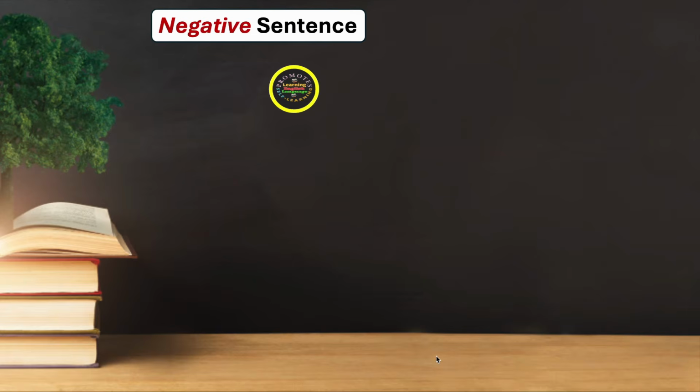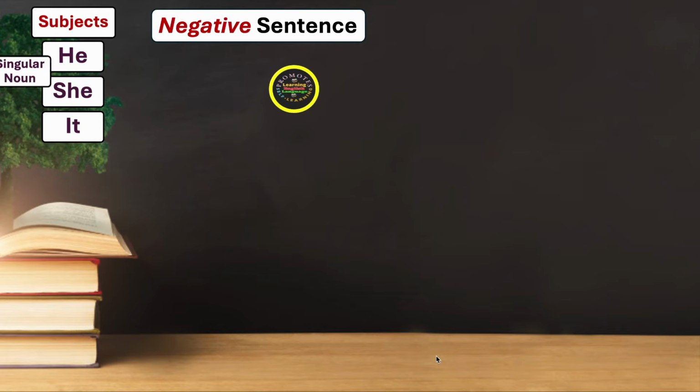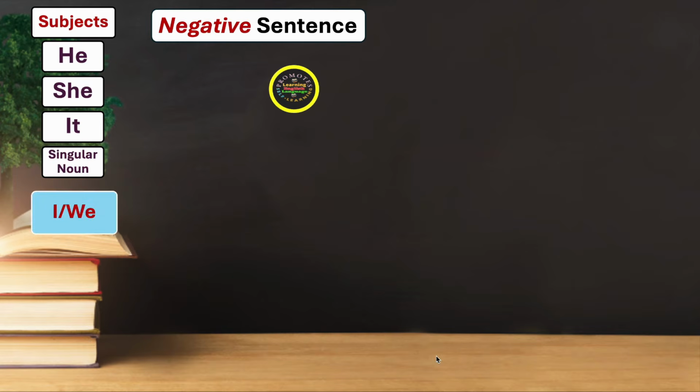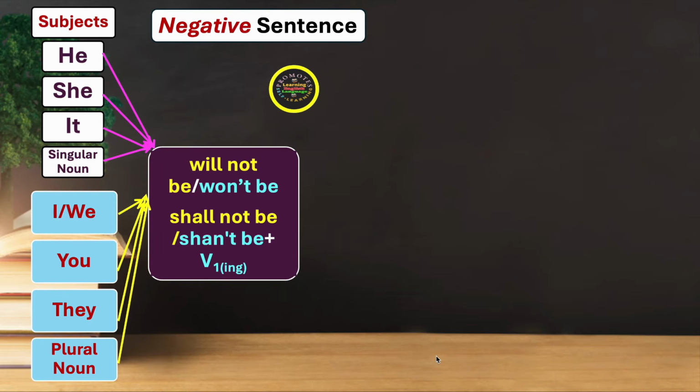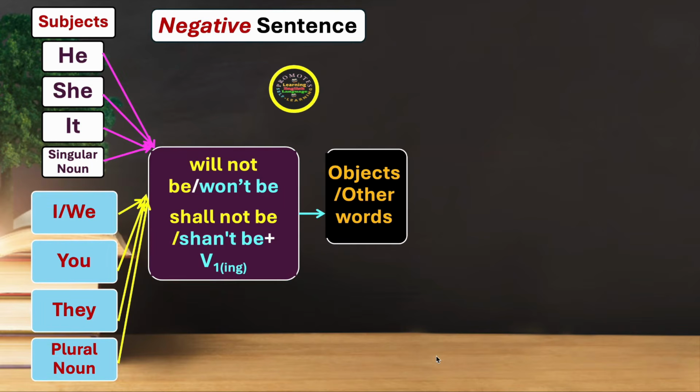That is to say, negative form of sentence of future continuous tense. If we have the subjects like he, she, it, and singular noun, I and we, you, they, and plural noun, we will use will not be or won't be, the short form, or shall not be or shan't be, plus the first form of the verb with ing. And then we have objects or other words.